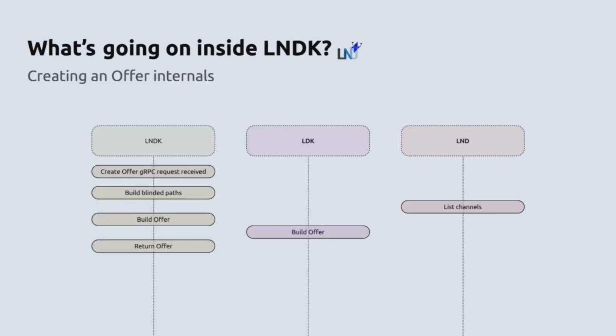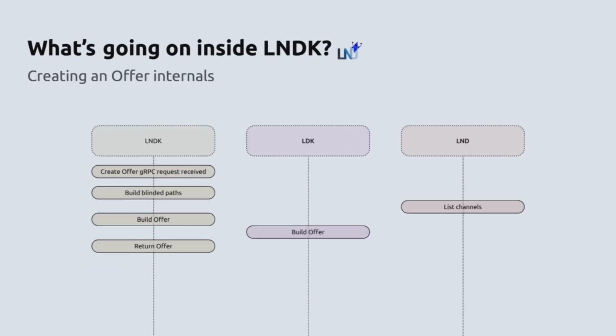So knowing that, what we do for create an offer is quite straightforward. We receive a gRPC. We start by building our blinded path. For that, we list our channels, because channels are the most conservative way of connecting to peers. So we use that because offers can be long, they can last longer. So we use that, we build the blinded path, then we build the offer itself. We don't even need to sign it. We build the offer and we return the offer.